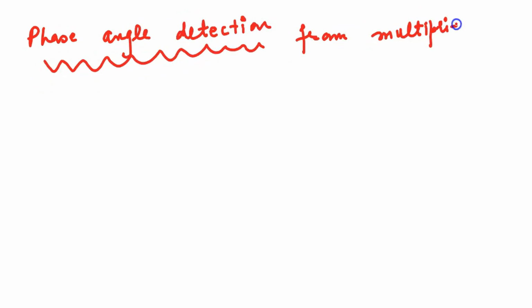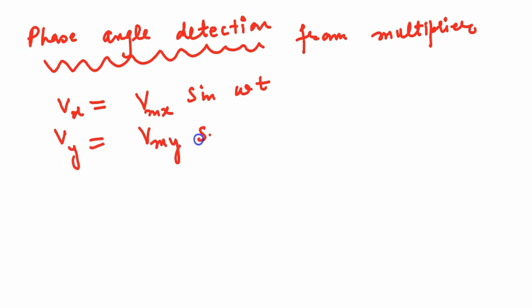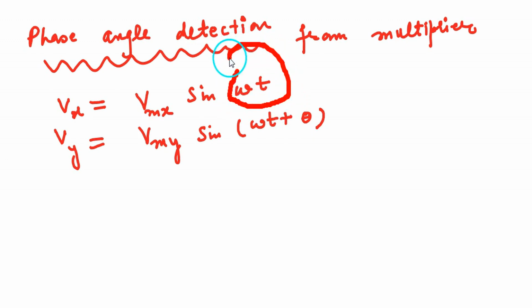Now the problem is how the multiplier can be used for phase angle detection. First, Vx is Vmx sine omega t. Vy is Vmy sine omega t plus theta. Here the phase is omega t, and here the phase is omega t plus theta. The difference in phase between the two voltages is this theta.